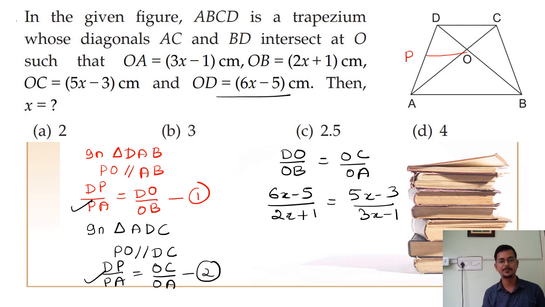We will solve this question using options. So we will try with option number A. We will substitute the value of x here. So 6 twos are 12, 12 minus 5 gives us 7. This is 7. And if I put x equal to 2 here, 2 twos are 4 plus 1 is 5. So this gives 7 by 5. Now we will substitute the value of x on the right hand side. So 5 into 2 is 10, 10 minus 3 gives us 7. And 3 into 2 is 6 minus 1 gives us 5. So here left hand side and right hand side are equal. So we can say that x equal to 2 satisfies the given condition. So option number A is correct.